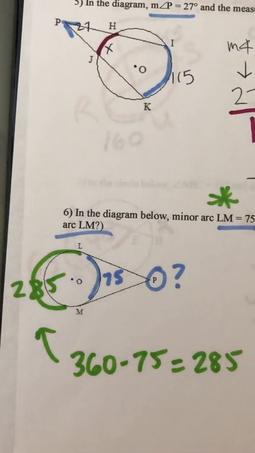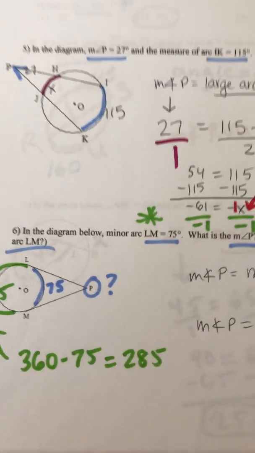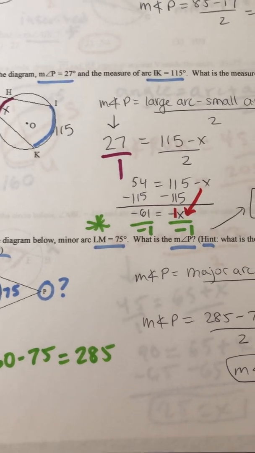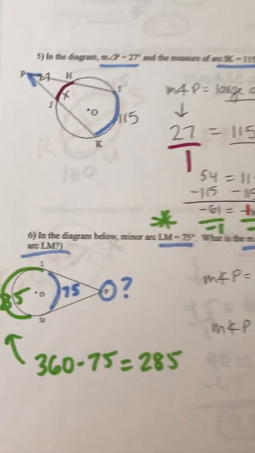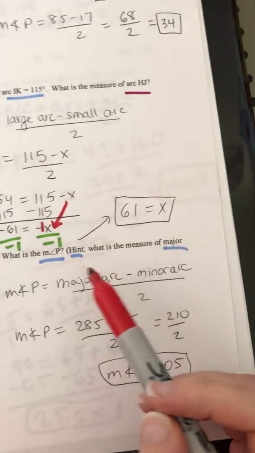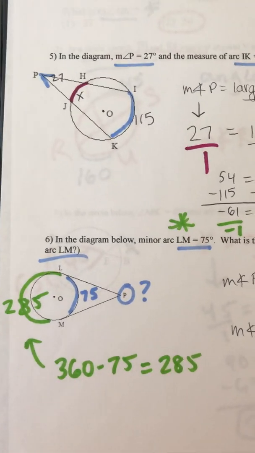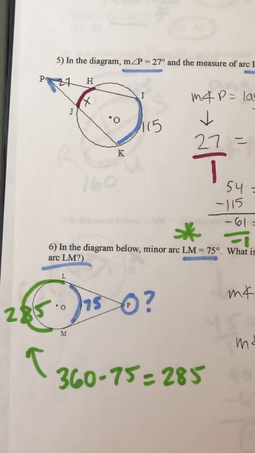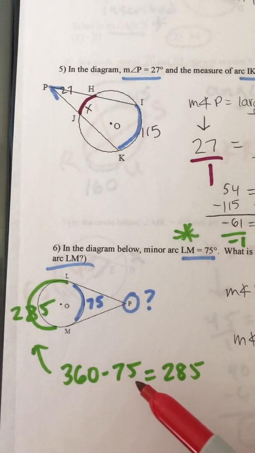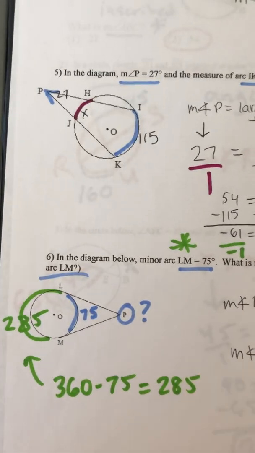On the last question, it's two tangents that meet outside the circle. In the diagram below, we're only given the minor arc LM is 75 degrees, and what's the angle of P? Well, just knowing the minor arc is 75, we could figure out the major arc. But you know what? We gave you a hint anyway. Hint, what is the measure of the major arc LM? You need to have both arcs in order to do the problem. Well, full circle is 360 degrees, so 360 minus the 75 we're given is the 285 that we didn't know before, but we could figure it out.